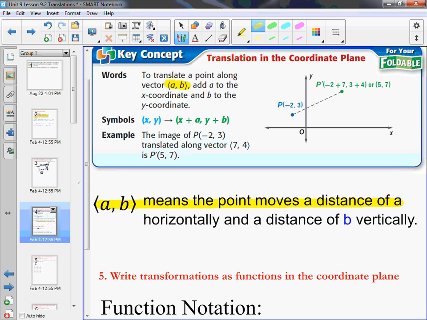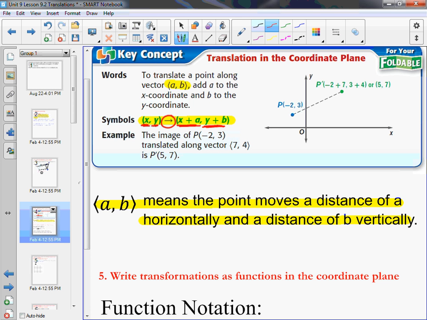Vector AB means the point, because we move one point at a time, one vertex at a time, moves a distance of A horizontally and a distance of B vertically. In other words, the ordered pair XY becomes X plus A, Y plus B. The X coordinate of the point changes to X plus A. The Y coordinate of the point changes to Y plus B.